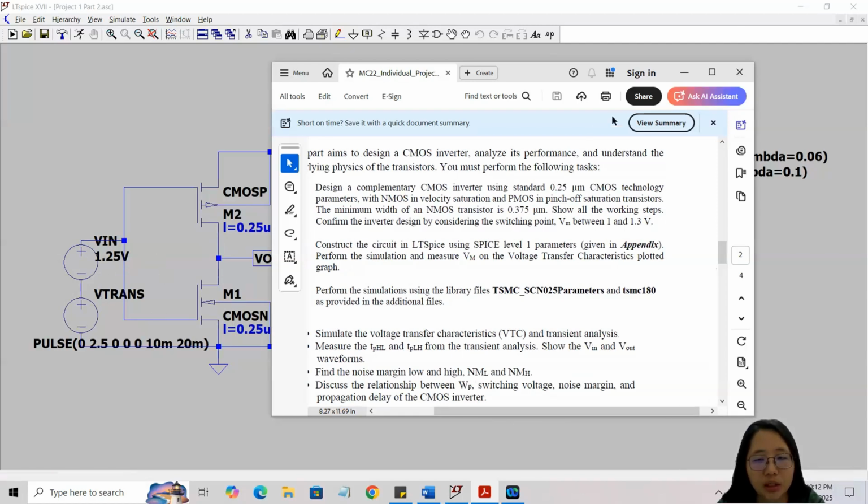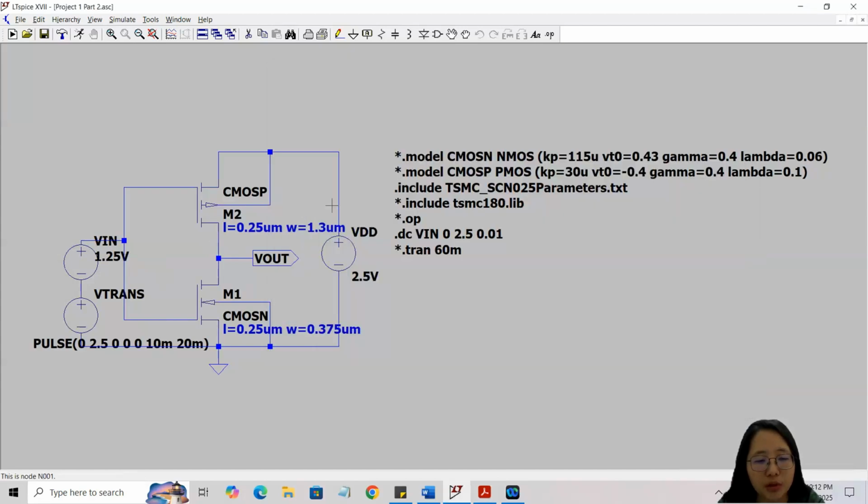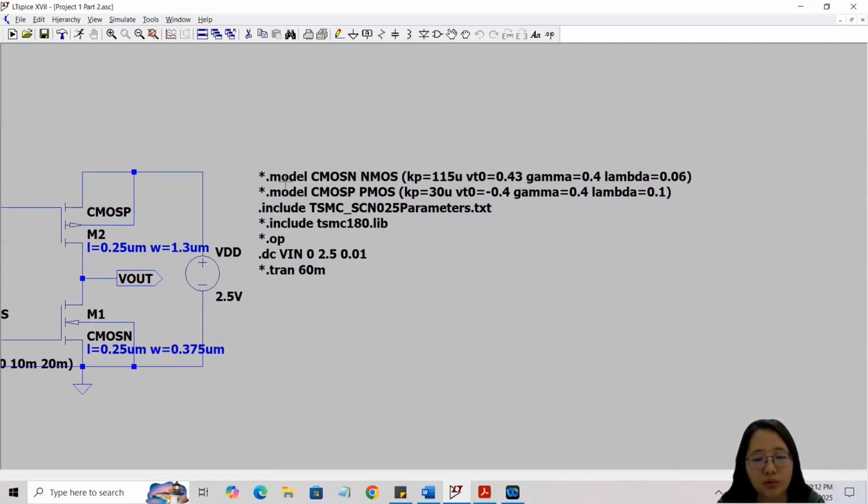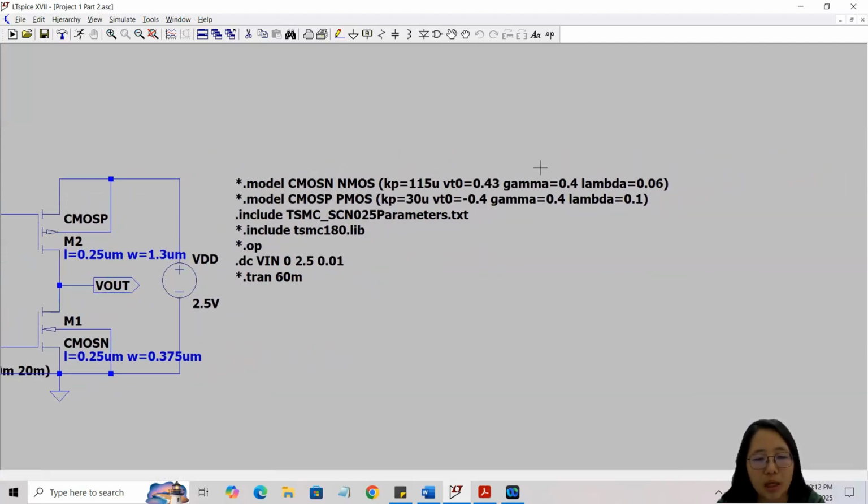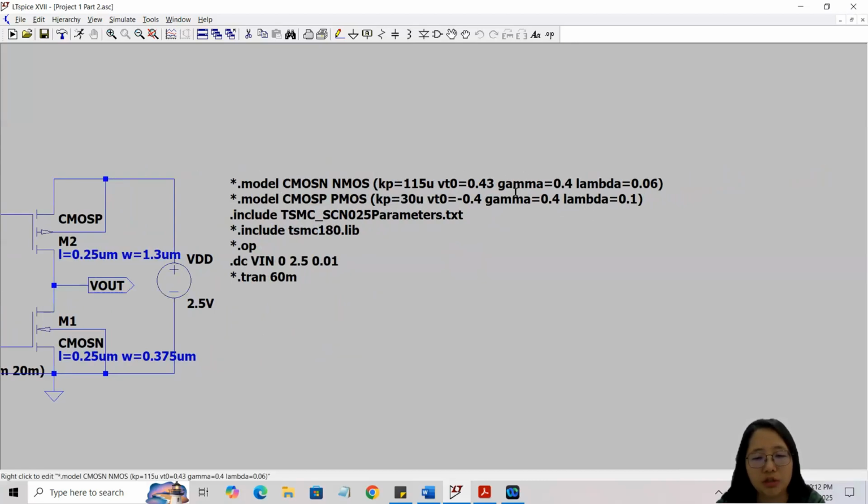For my hand calculation, I get the length of the PMOS equal to 1.3 μm. Here, the V transient is set as a pulse to simulate the transient analysis. Here it is also the same as project 1: in hand calculation, I'm assuming gamma and lambda equal to 0, but in the simulation, I'm assuming gamma and lambda equal to the appendix values.